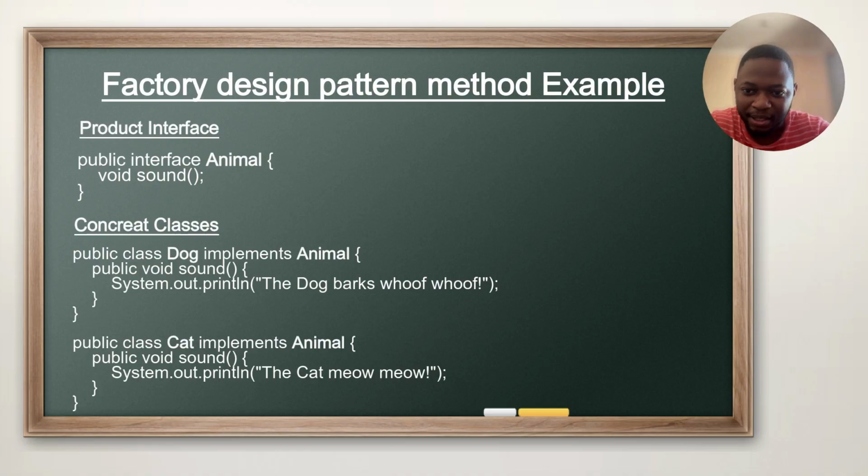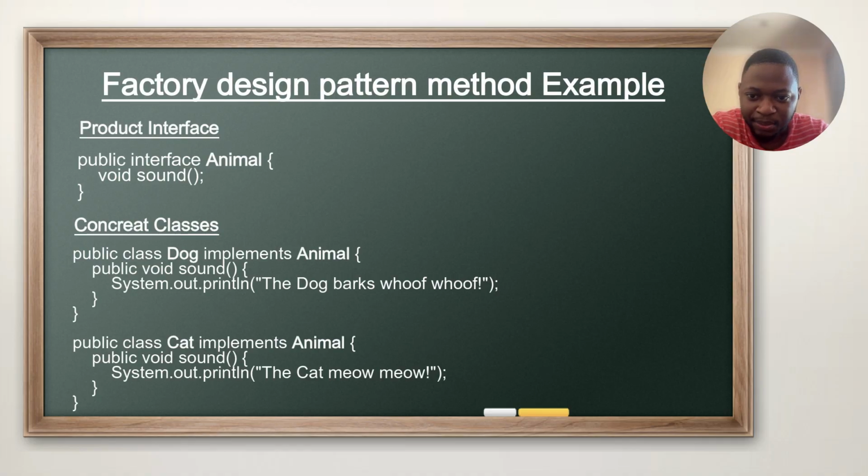So start with a nice overview. Here we have the product interface. It's an animal product interface. That means since in this factory design pattern example we'll be creating animals, that's why our product interface goes by animal.